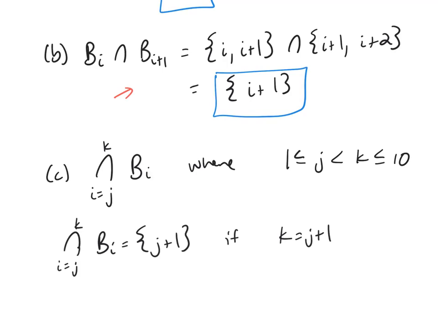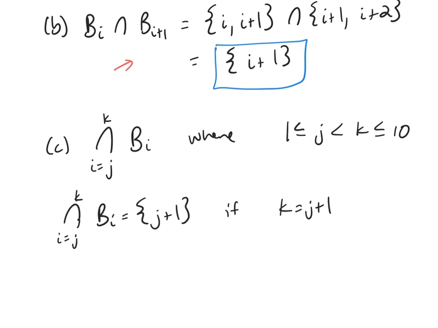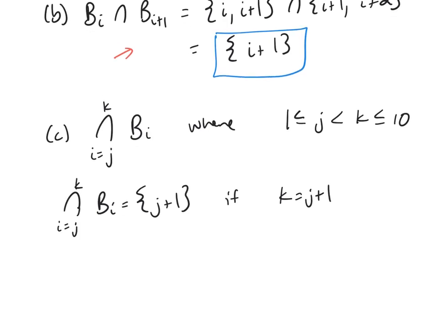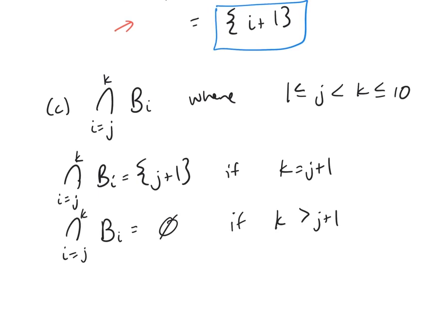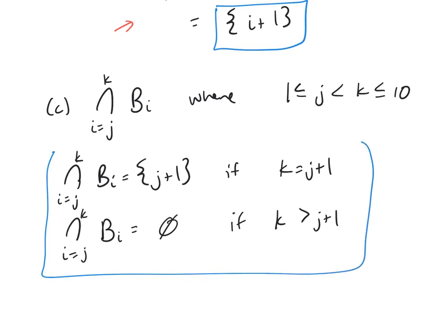And then if k is strictly bigger than j plus 1, then this intersection, you'll be intersecting more than just 2 sets. You'll have 3 sets. And then there won't be any common elements between those 3 sets. So the intersection here would be the empty set. Okay. So there's my intersection.